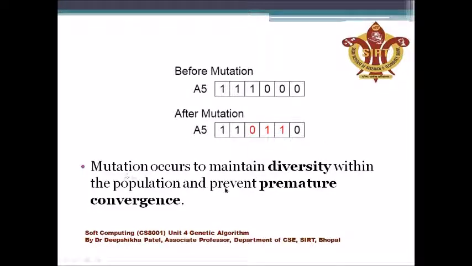In order to prevent premature convergence, where convergence is the condition when our algorithm terminates, or premature termination, we perform mutation.